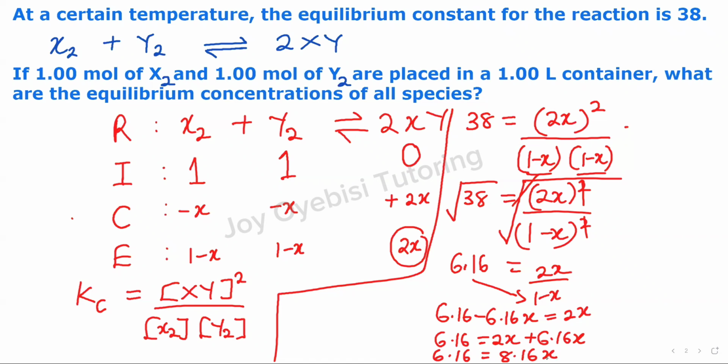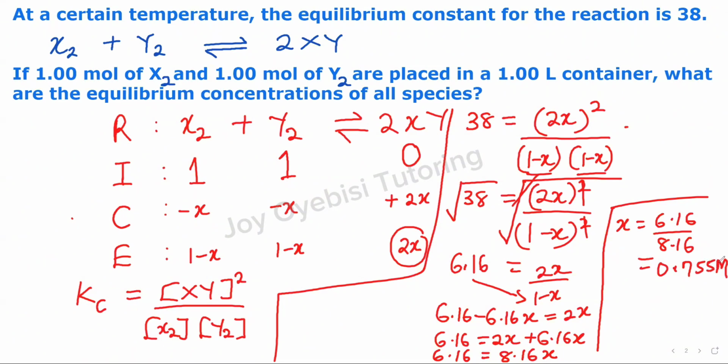And to find x, we divide both sides by 8.16. So I'm just going to continue on this side. So that simply gives me x equals 6.16 over 8.16. And that is 0.755. So moles per liter is the same as capital M, which is molarity, moles per liter, okay? So that's my x. Now remember, the question says to find the equilibrium concentration of all the species.